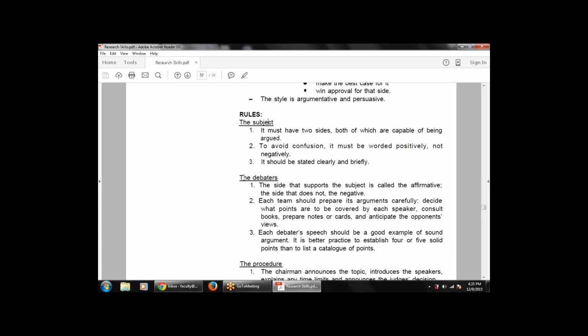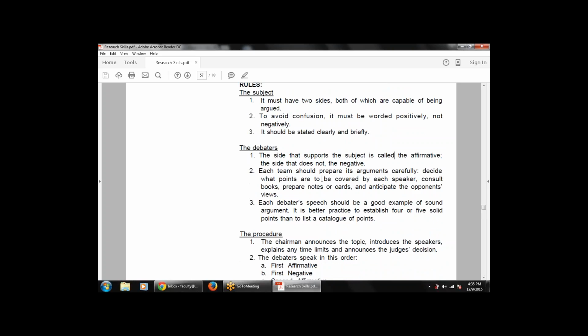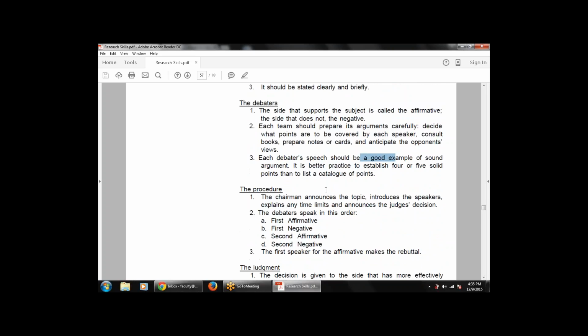That is the subject. The next is the debaters. The side that supports the subject is known as the affirmative, and the side that does not support it is known as the negative. Each team should prepare its argument carefully, decide what points are to be covered by each speaker, consult books and so on. And each debater's speech should be a good example of sound argument.